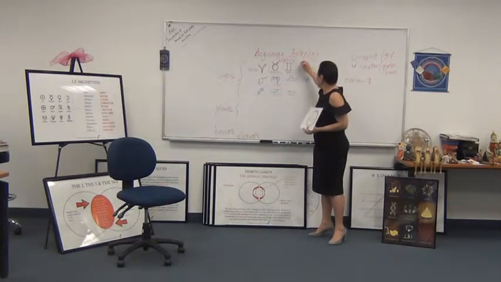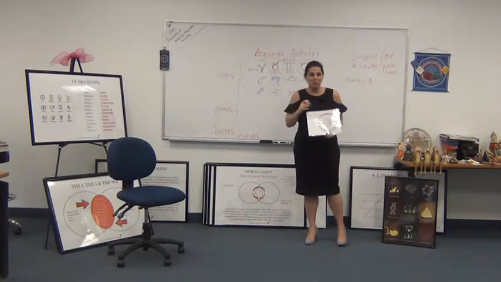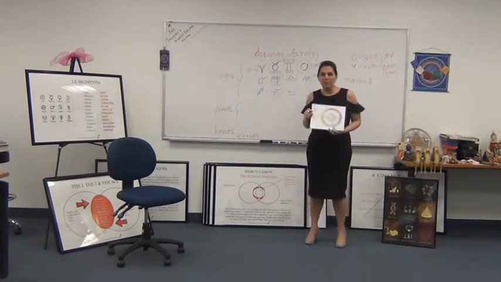The next is Cancer. And so this is like the crab. Cancer rules the breasts, and it has to do with the mother, and it has to do with the moon.